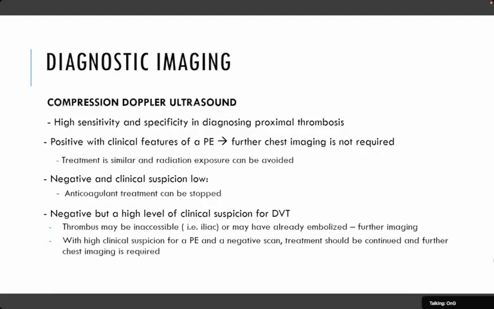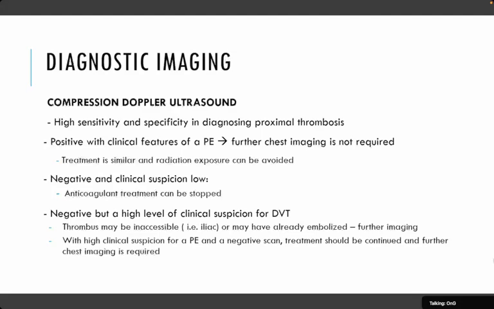With suspected DVT, the initial diagnostic test is compression ultrasonography of the proximal legs, or Doppler ultrasound of the legs. It has a high sensitivity and specificity in diagnosing proximal thrombosis. And if it is positive with clinical features of a PE, further imaging is not required, as the treatment will be similar and the radiation exposure from a CT, for example, will then be avoided. But if it is negative and clinical suspicion is low, then the anticoagulant treatment can be safely stopped.